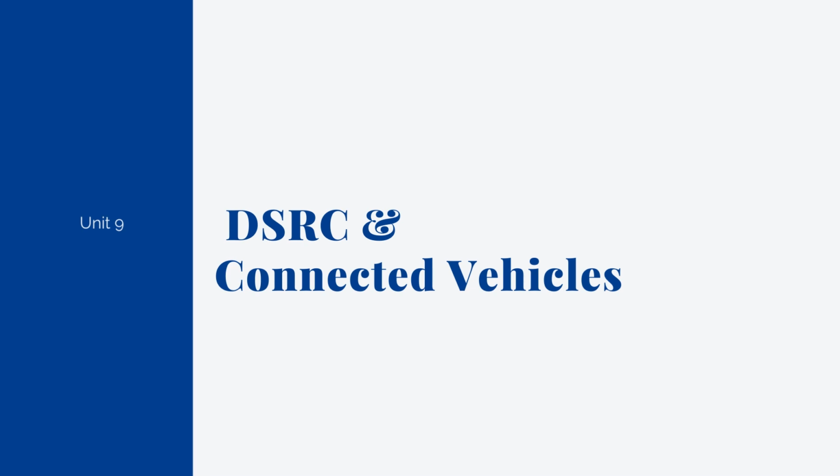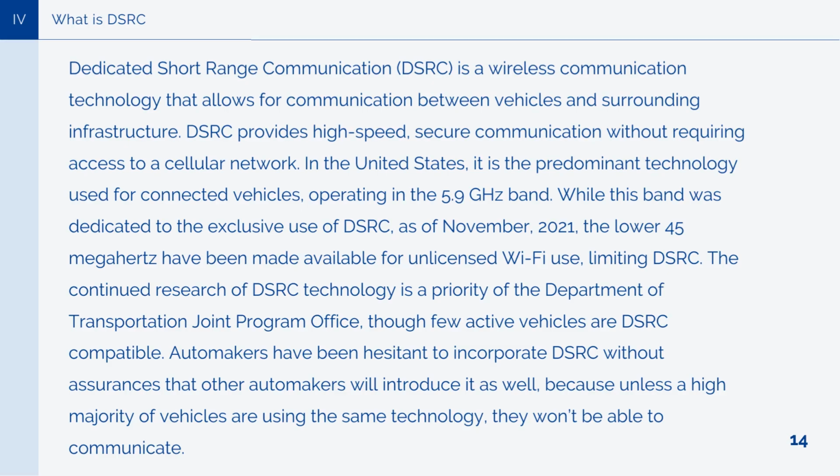Unit 9, DSRC and connected vehicles. What is DSRC? Dedicated short-range communication is a wireless communication technology that allows for communication between vehicles and surrounding infrastructure. DSRC provides high-speed, secure communication without requiring access to a cellular network.